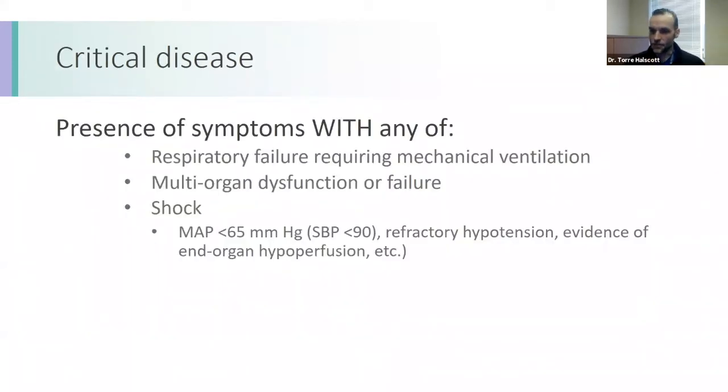Critical disease obviously represents an extension from severe disease, and this is typically respiratory failure that requires mechanical ventilation with intubation. If they have multi-organ dysfunction or failure, which doesn't always coincide with intubation and ventilation, but often does, or shock, typically in the ICU world, we refer to as MAP less than 65. Other definitions include systolic less than 90. Refractory hypotension, despite some measures to improve it, or end organ hypoperfusion.